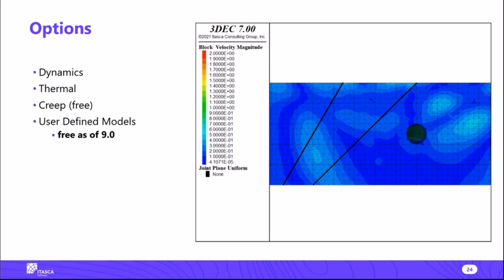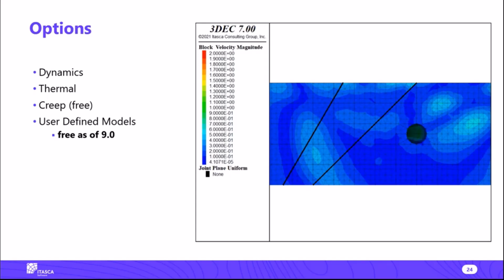There's creep. I put this under the options page. It's not actually an option in 3DEC. It is an option in FLAC3D. It's not an option in 3DEC, it's just included. And what creep is, is the ability for things to move or deform with time. So there's some viscosity involved here.